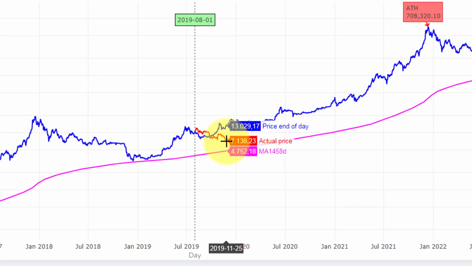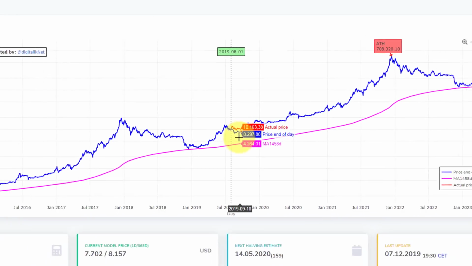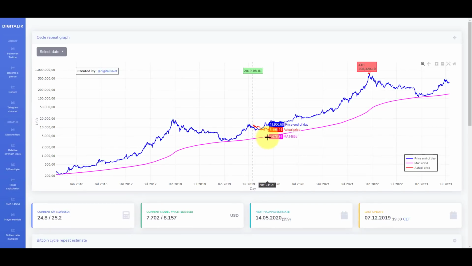So what I wanted to do was show you guys how this looks when we measure back from the last peak. We're going to look at that in this video, and it's kind of interesting to see how the metrics line up. So we'll dive into that.